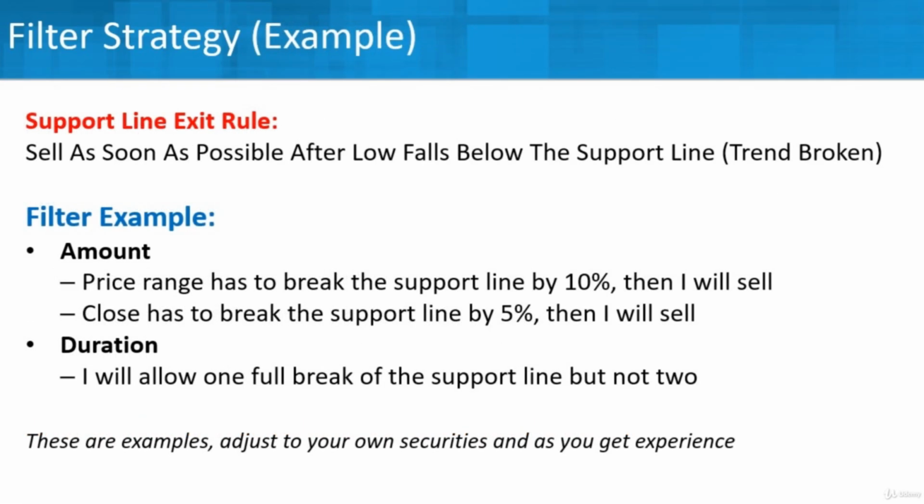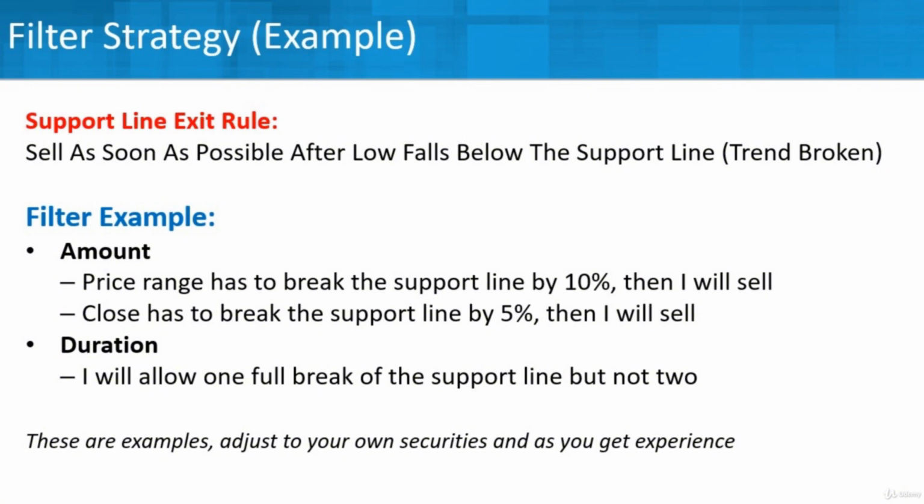So let's say we know the support line exit rule, right? You bought into an upward trend, and you're going to sell out of that trend as soon as possible after the low falls below the support line. The low, anytime in that low price range during the day, the support line is broken, the trend is broken, you're selling. That's the rule, right? Now let's modify or filter this rule, is another way you could approach it.